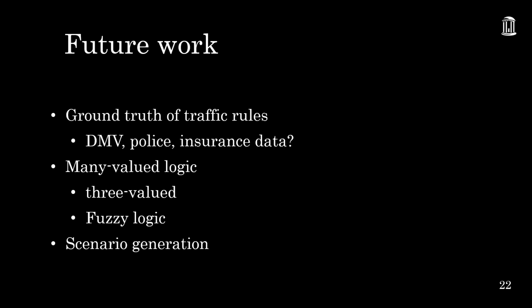Another direction is to extend the semantics of the rules. For example, we can use 3-valued logic to model indeterminate facts, say when a vehicle does not know who reached the intersection first. Also, we can use fuzzy logic to model levels of confidence, say how much we are sure that the vehicle reached the intersection later than the ego vehicle.